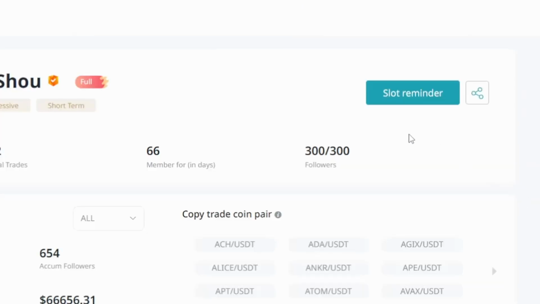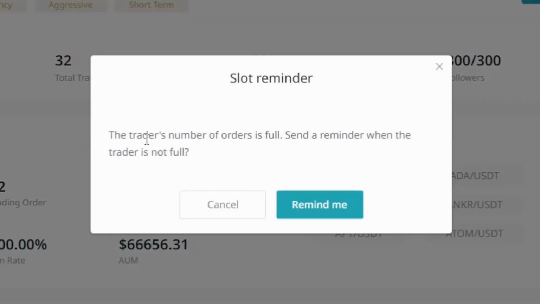You can also see up here on the top right where it says a slot reminder. This will appear anytime a trader has their followers full. If you click that, you'll get a pop-up that says the trader's number of orders is full. Send a reminder when it is not full? You can click remind me, and it will just let you know if this trader has any slots open up.